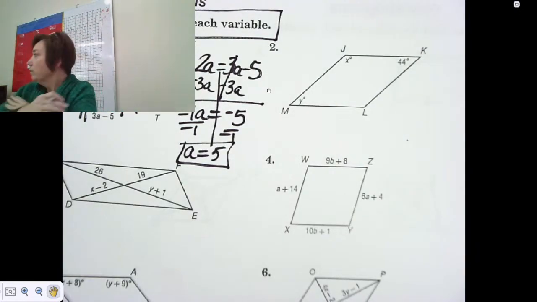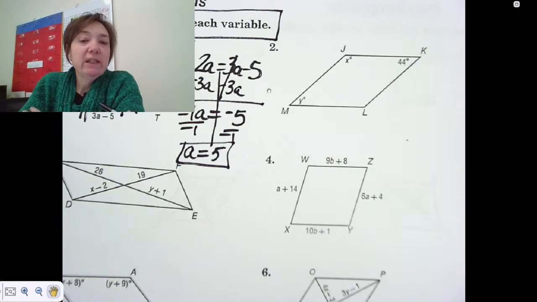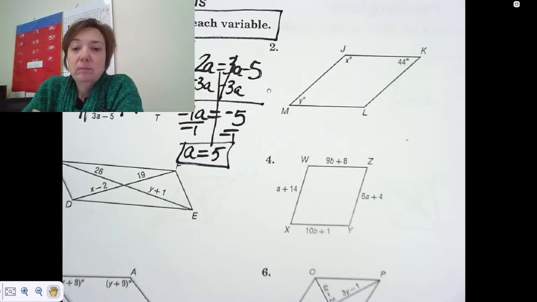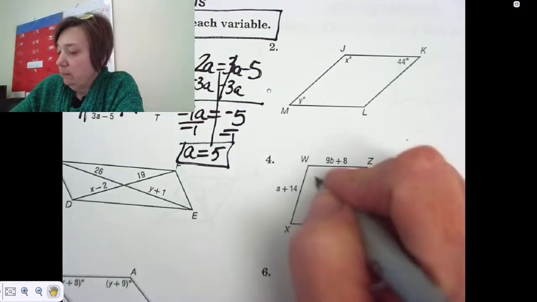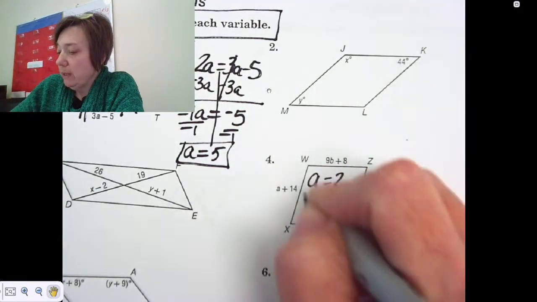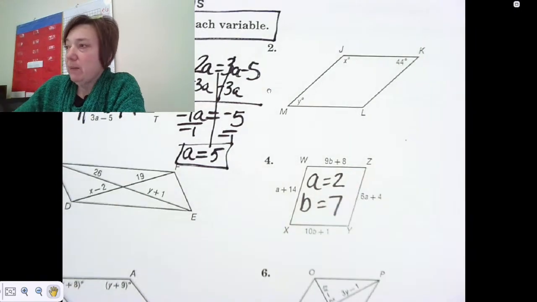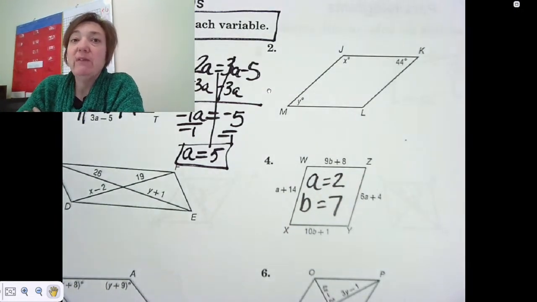You done? What'd you get? So A was what? 2, and what was B? Did everybody get the same answer? Anybody get something different? If you got something different, we need to go over it and figure out what we did wrong.